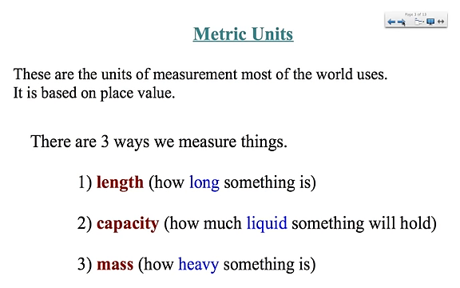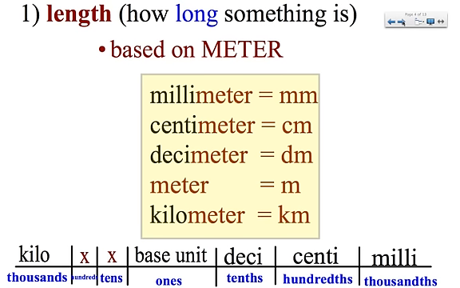First is length, how long something is. Then there's capacity, how much liquid something will hold. And the last is mass, how heavy something is. Again, I wouldn't worry about writing these down right now. We will cover each of these in which metric unit it goes, and I will indicate at that point you might want to take notes on this.